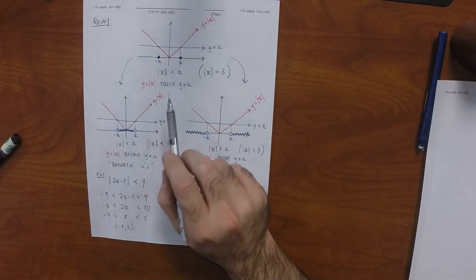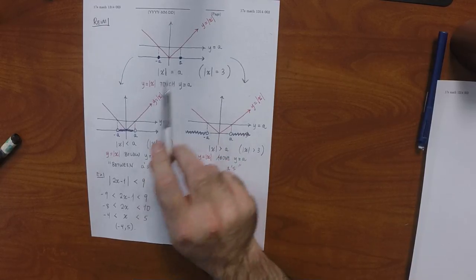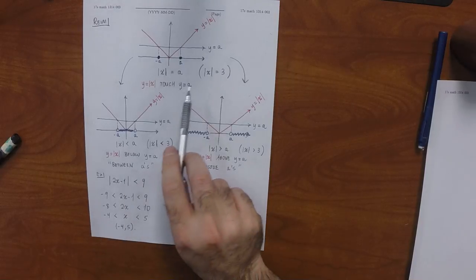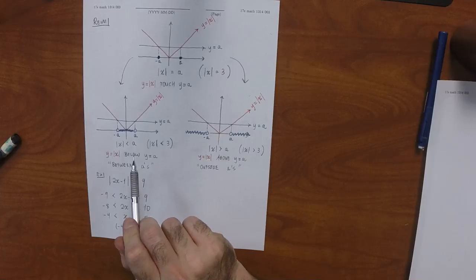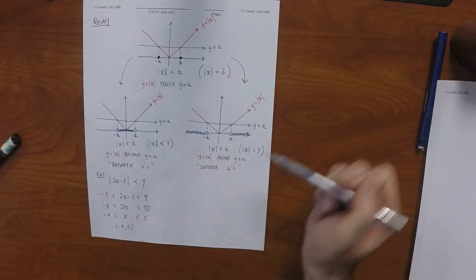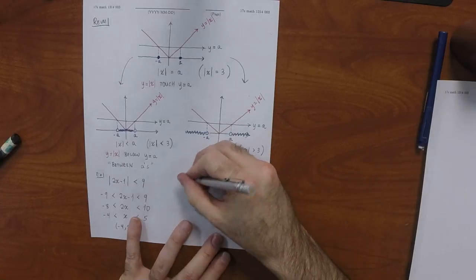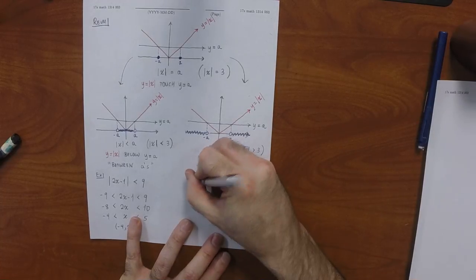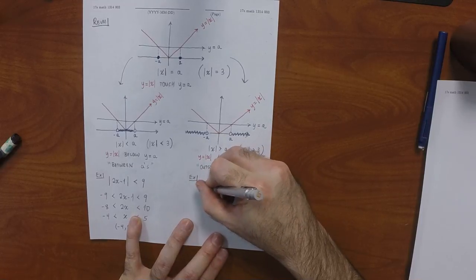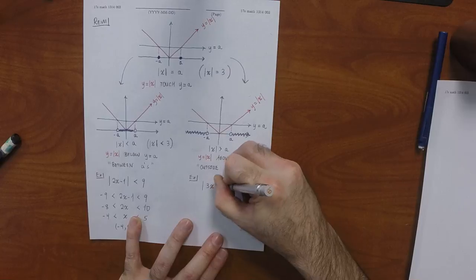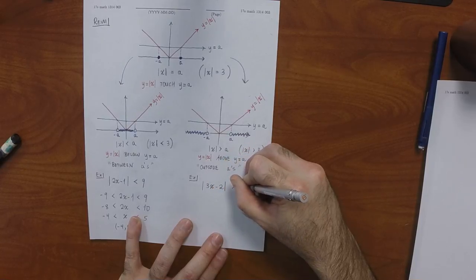So these three problems, where red and green are touching, that's at the A's, touching at the A's. Where red is below green, between the A's. Where red is above green, outside the A's. So, for example, absolute value of 3x minus 2 is greater than 7.